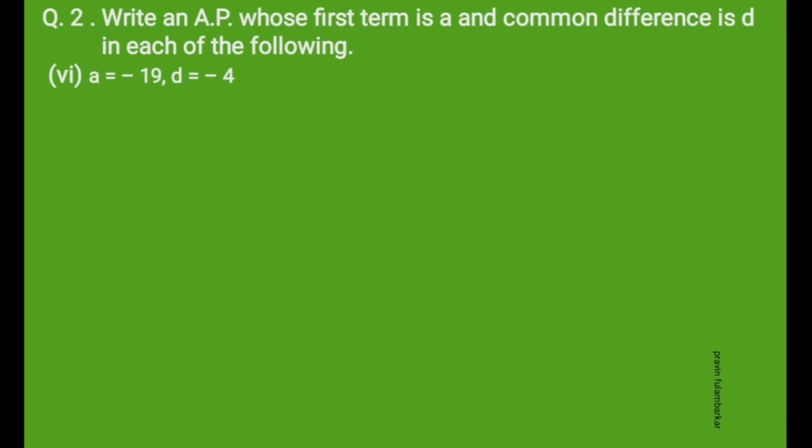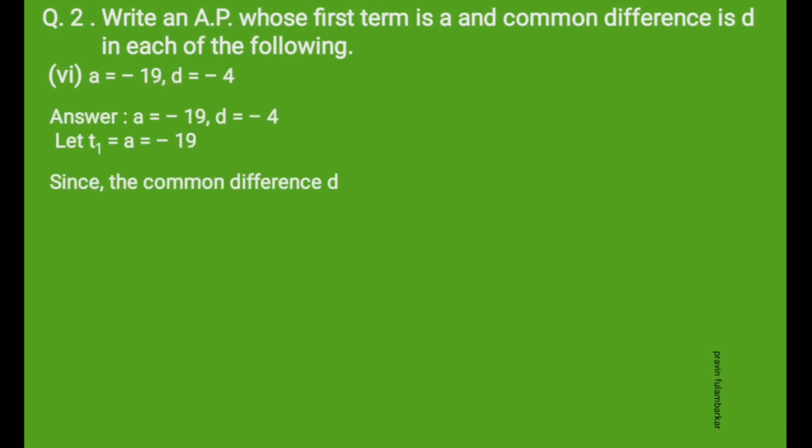Now see 6th sub question. a equals to minus 19, d equals to minus 4. So we write the given part first in answer. In answer write a equals to minus 19, d equals to minus 4 and T1 equals to a and value of a is minus 19 and common difference d is minus 4. So this is given part.